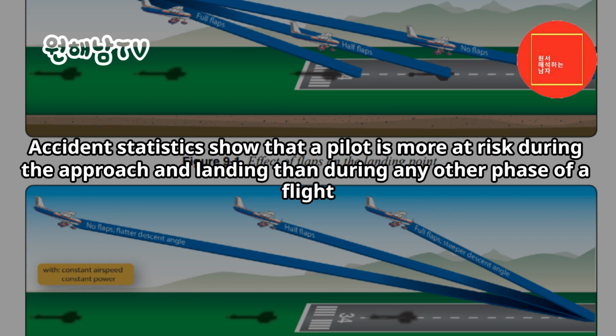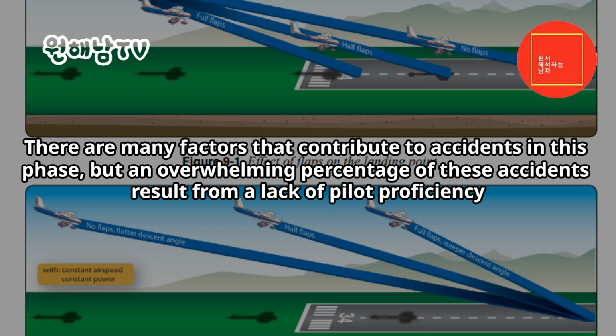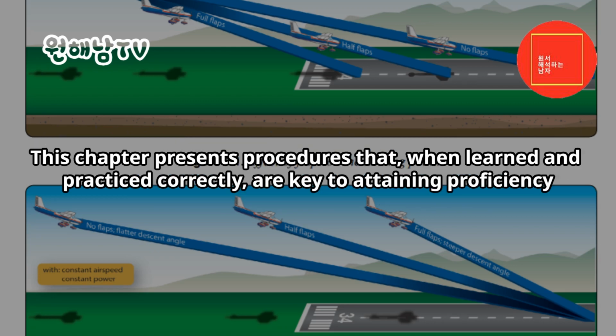Chapter Summary. Accident statistics show that a pilot is more at risk during the approach and landing than during any other phase of a flight. There are many factors that contribute to accidents in this phase, but an overwhelming percentage of these accidents result from a lack of pilot proficiency. This chapter presents procedures that, when learned and practiced correctly, are key to attaining proficiency.